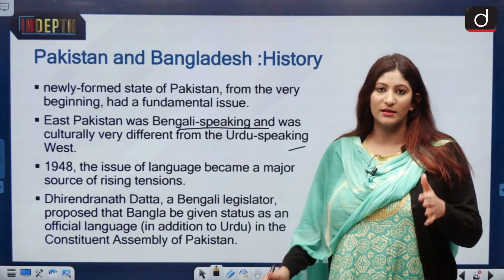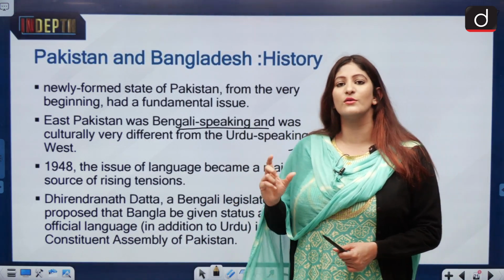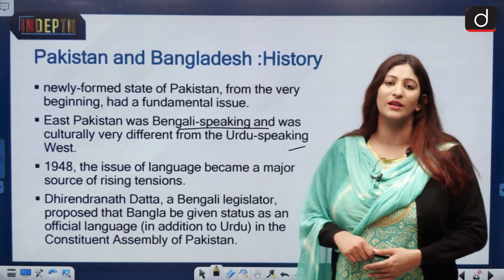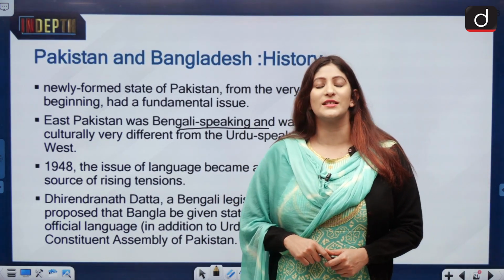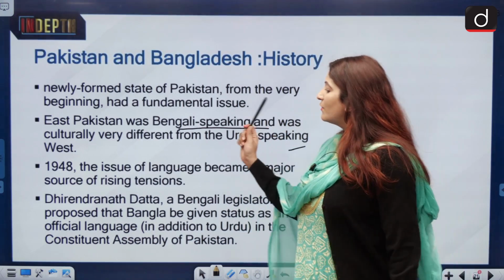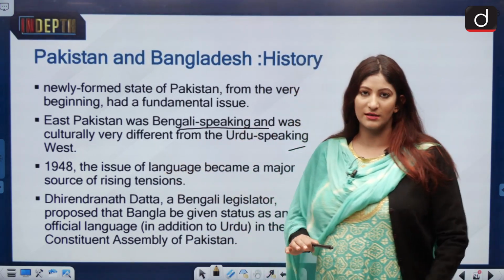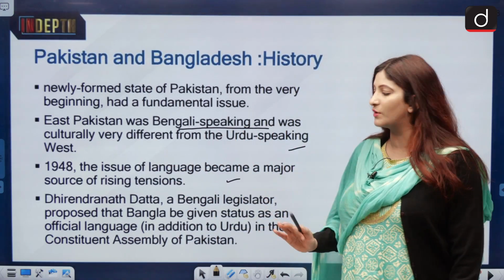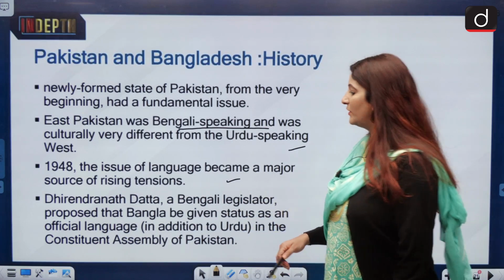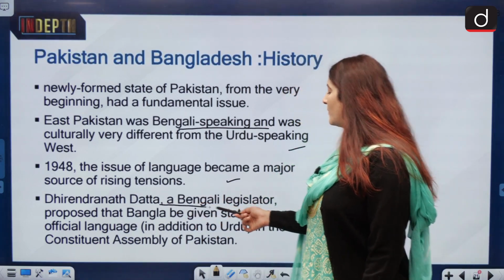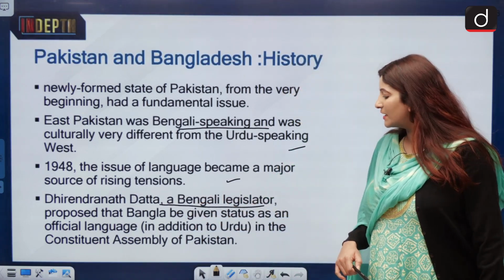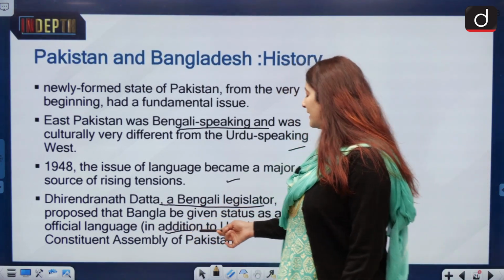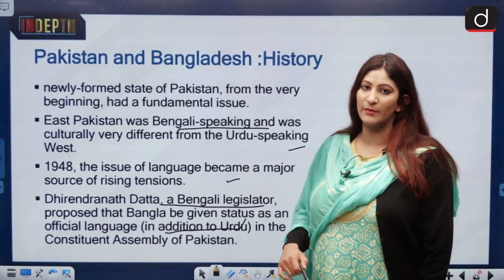And because the East Pakistan region was also looked down upon, because the West Pakistan used to think that the major Pakistani movement started in West Pakistan. So since 1948, the issue of language became a major source of rising tensions between one country, now two countries. Now Dhirendra Nath Datta, a Bengali legislator, proposed that Bangla should be given the status of an official language in addition to Urdu in the Constituent Assembly of Pakistan.